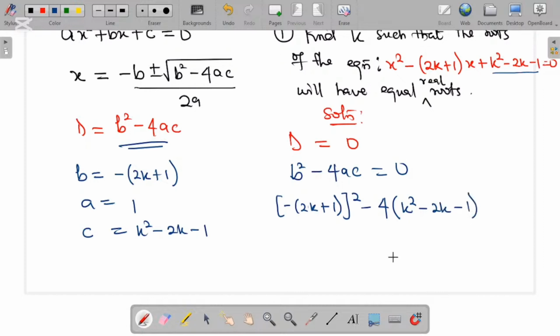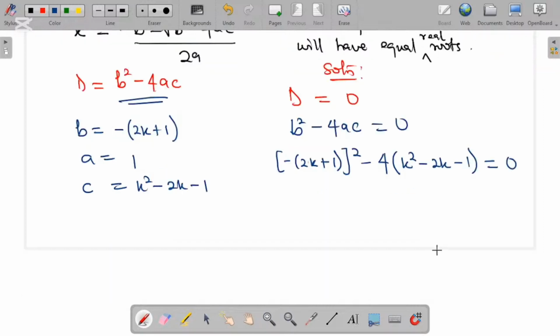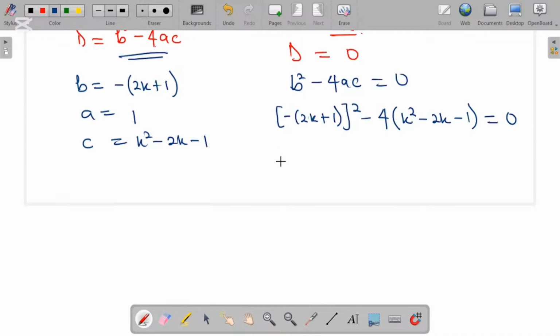You are now saying that all of these must be equal to 0. That's the condition for equal real roots. So all you need to do now is to simplify what you have here and then find the value of k. Let's quickly do that. For the first line here, what are we going to have? You know that minus 2 squared is the same thing as 2 squared. So it's the same thing as removing this minus sign. So in other words, we are just going to have 2k plus 1 times 2k plus 1.